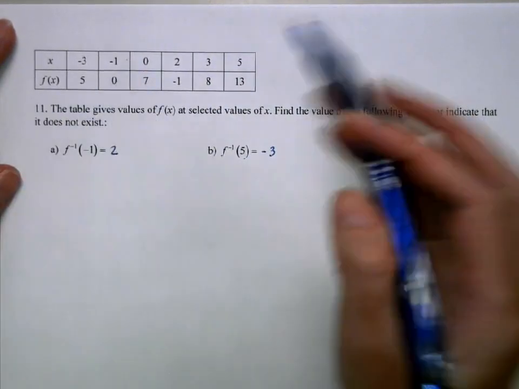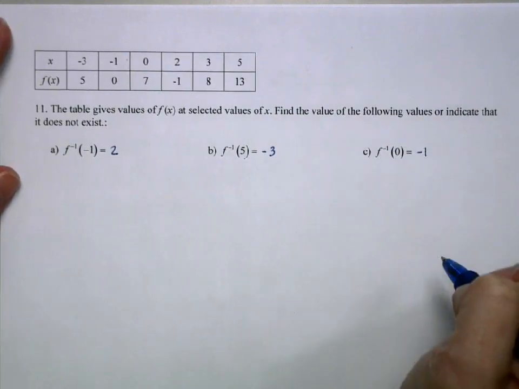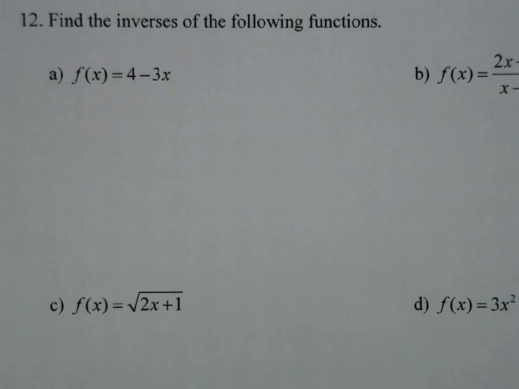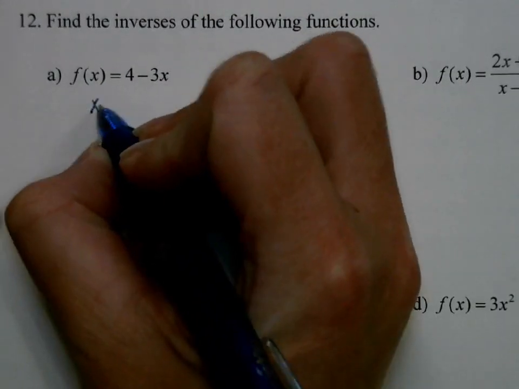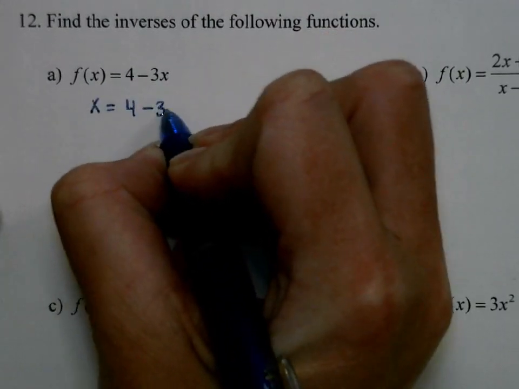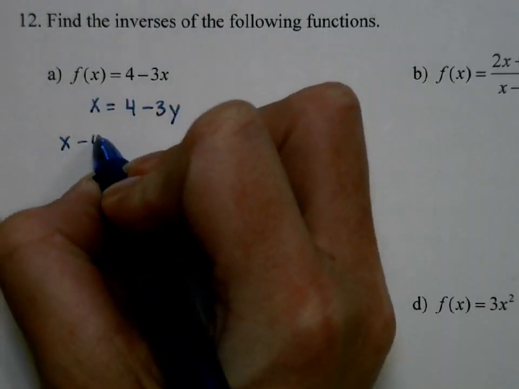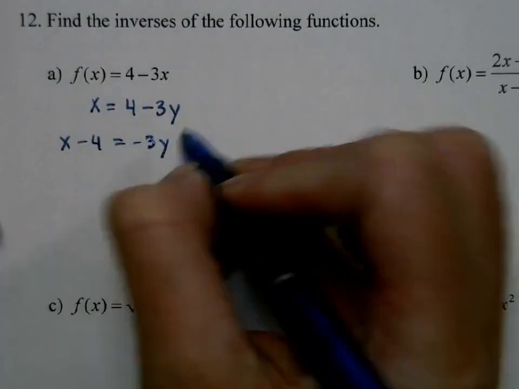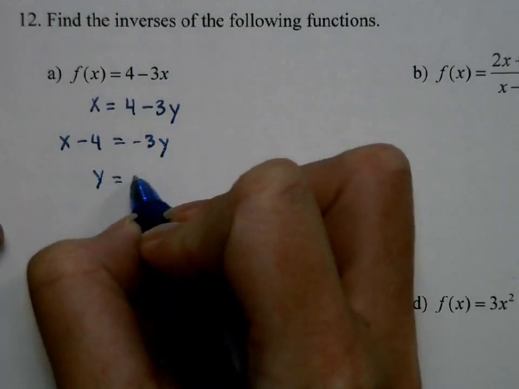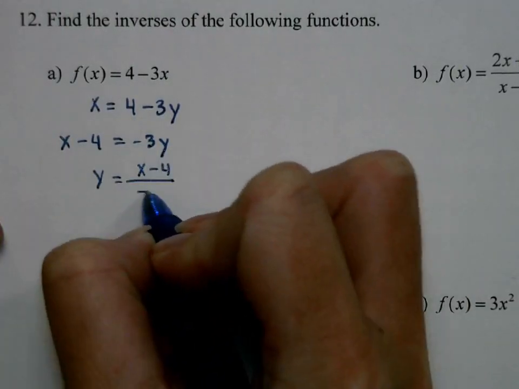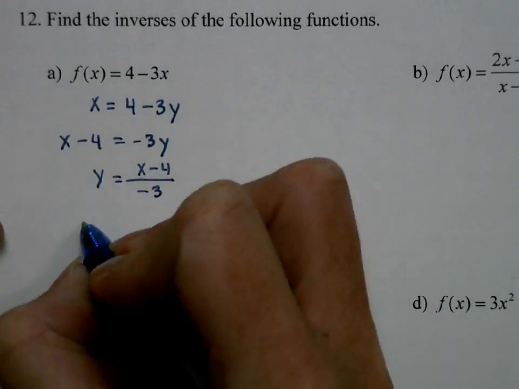Next, we're going to analytically find inverses. So just like with the numerical values, we're going to switch x and y. So when I do that, this will be x equals 4 minus 3y, and then we're going to solve for y. So my inverse, and there's different ways you could write that equation, but I'm just going to leave it as x minus 4 over -3.